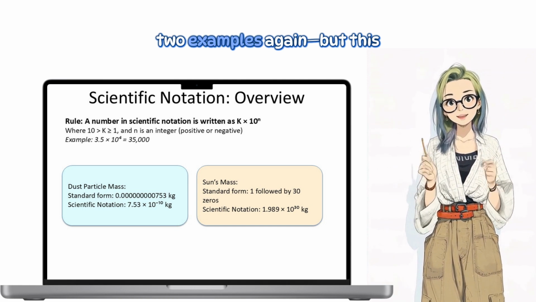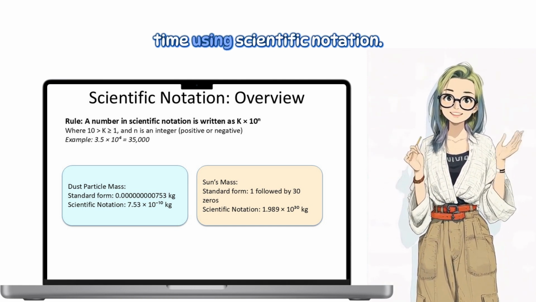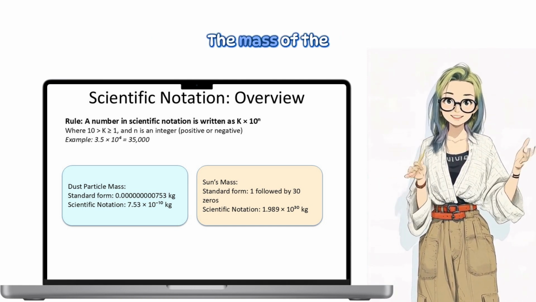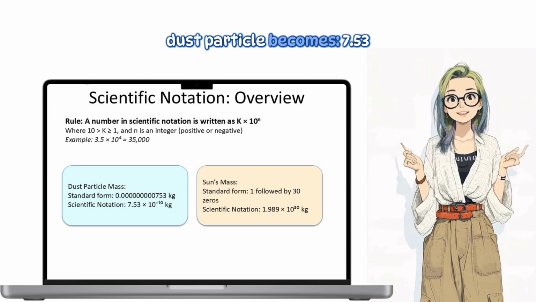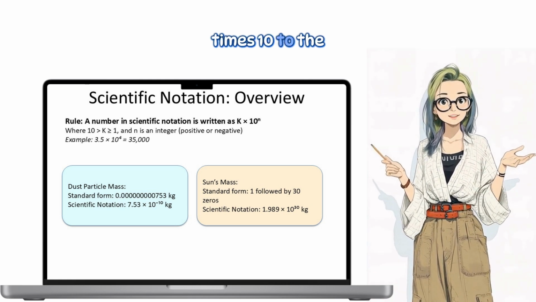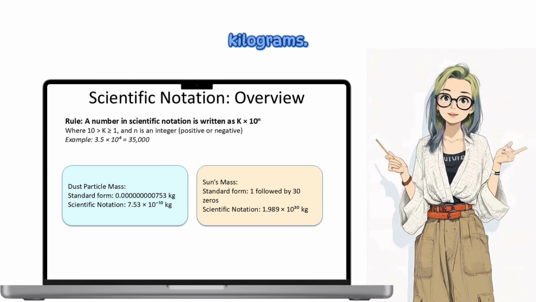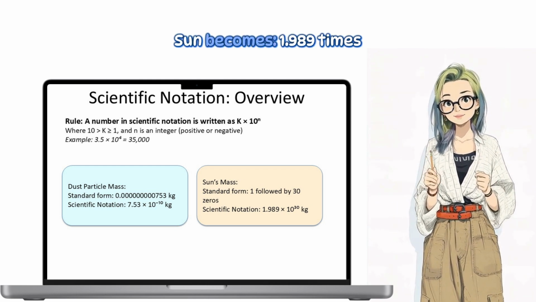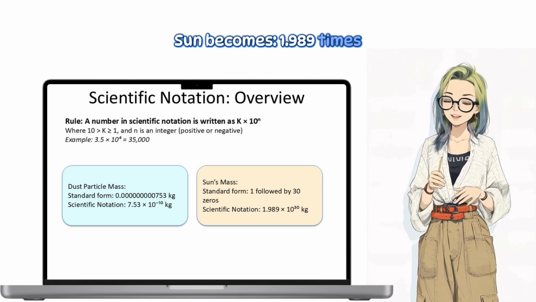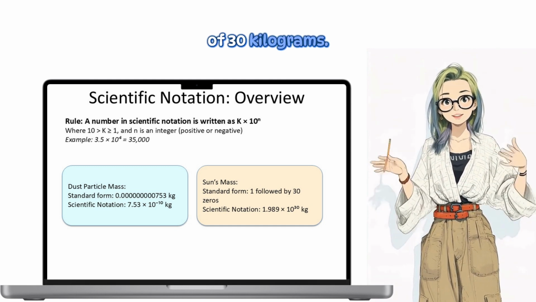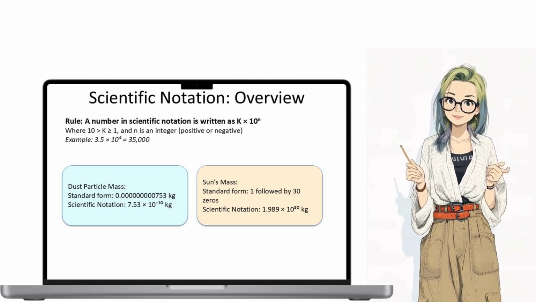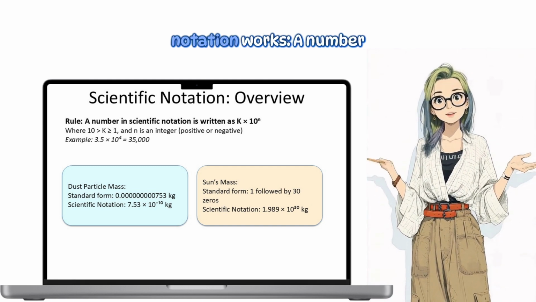Let's look at those two examples again, but this time using scientific notation. The mass of the dust particle becomes 7.53 times 10 to the power of negative 10 kilograms. The mass of the sun becomes 1.989 times 10 to the power of 30 kilograms. Much better, right? Now, here's how scientific notation works.